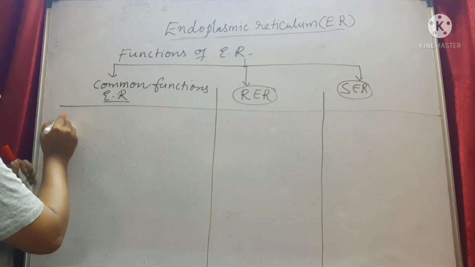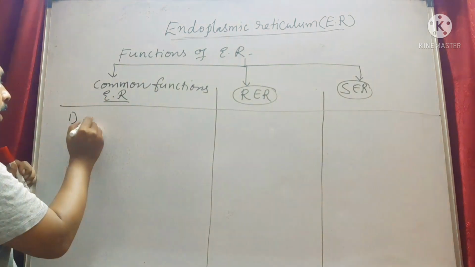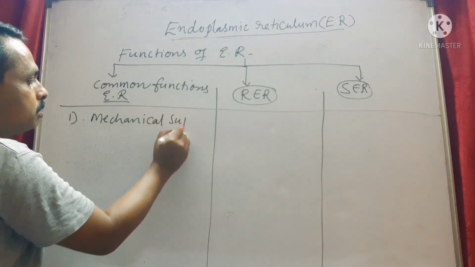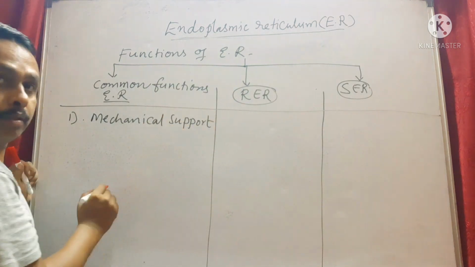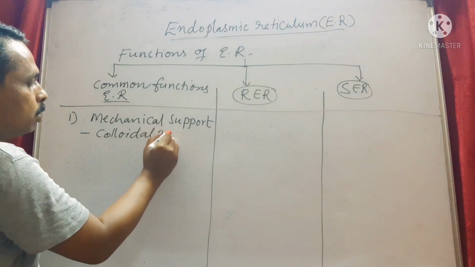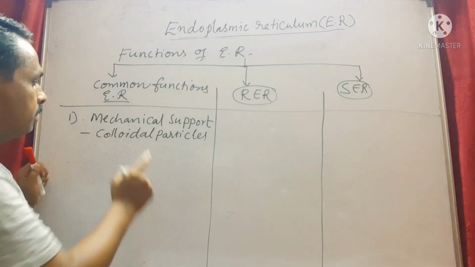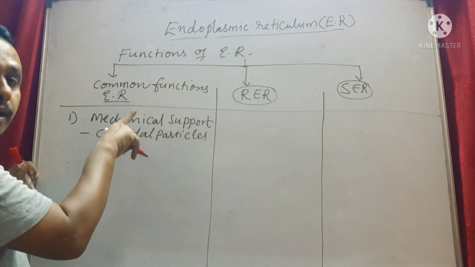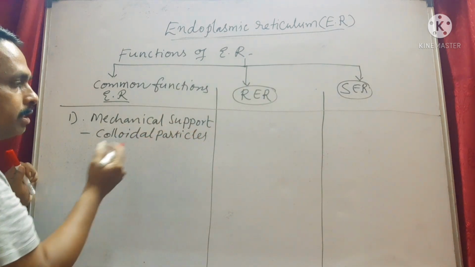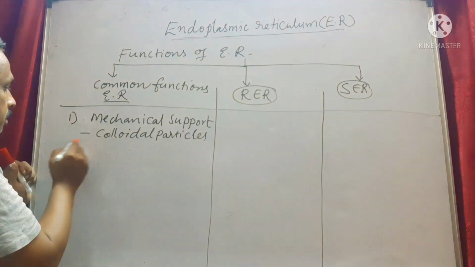The first one, the common functions of endoplasmic reticulum: they provide a mechanical support to all the colloidal particles. Colloidal particles means other cell organelles. That means this endoplasmic reticulum can provide a mechanical support to all the colloidal particles of the cytoplasm of eukaryotic cells. That's the first function.